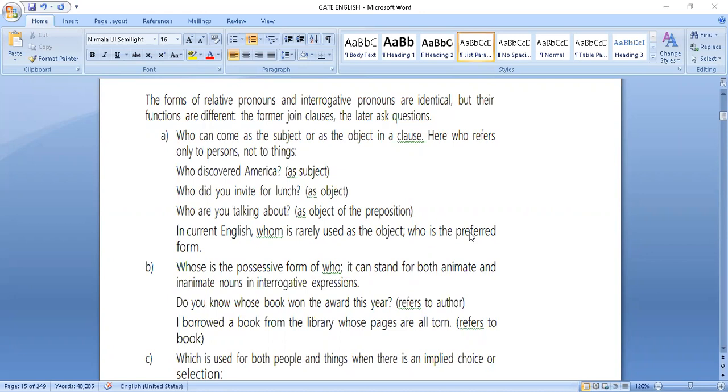Next one. Whose is the possessive form of who. It can stand for both animate and inanimate nouns in interrogative expression. What is this animate and what is this inanimate noun? What is the meaning of an animate and inanimate noun?